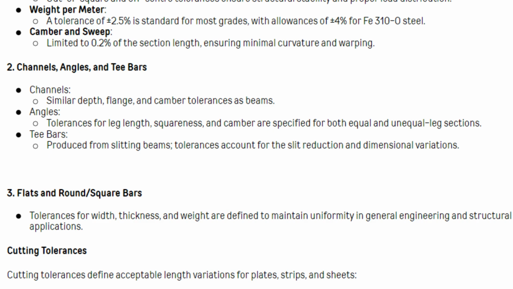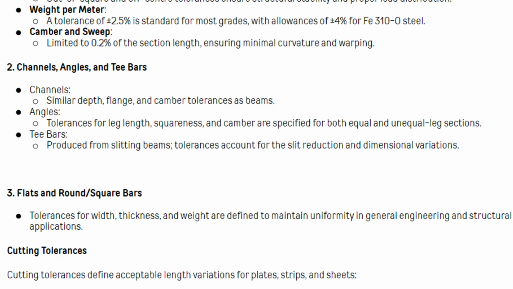2. Channels, angles, and T-bars. Channels: similar depth, flange, and camber tolerances as beams. Angles: tolerances for leg length, squareness, and camber are specified for both equal and unequal sections. T-bars: produced from slitting beams, tolerances account for the slit reduction and dimensional variations.